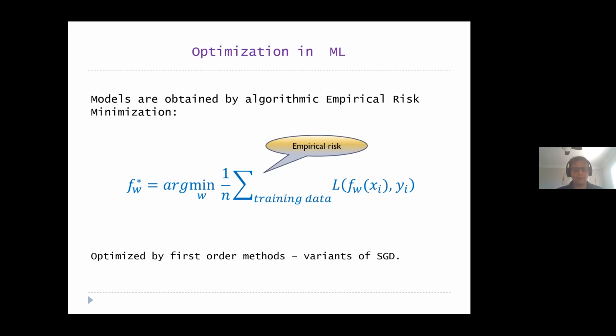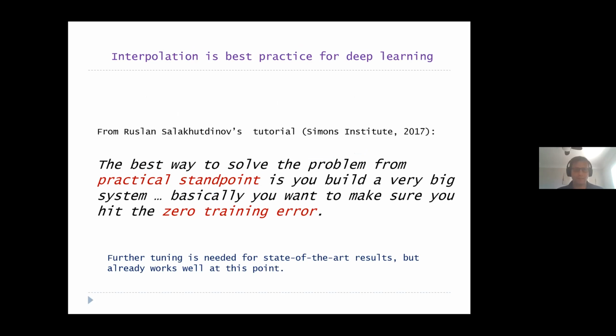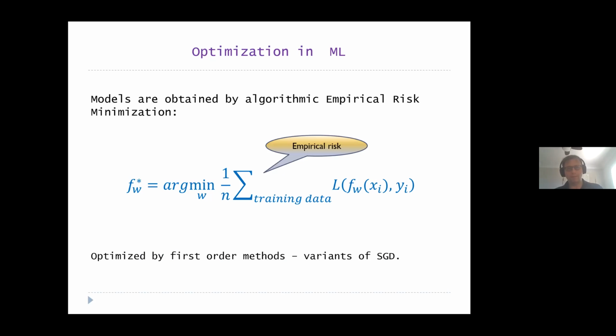And the first question is, well, let me start with this quote, which sets it up very nicely. This is from Bruce Lund's tutorial at the Simons Institute in 2017. He said the best way to solve the problem of machine learning, from the practical standpoint, is you build a very big system. And basically, you want to make sure you hit zero training error. So your optimization algorithm for this problem has to output something with zero loss, or close to zero loss.